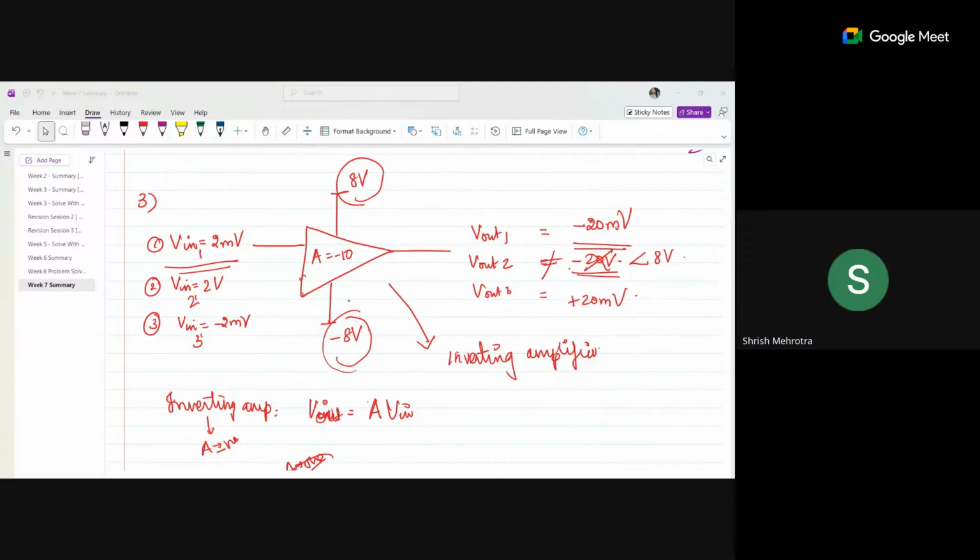Ma'am, in quiz 2, only ESTC will come, right? C programming will not come? That depends on what exams you choose to write, right?